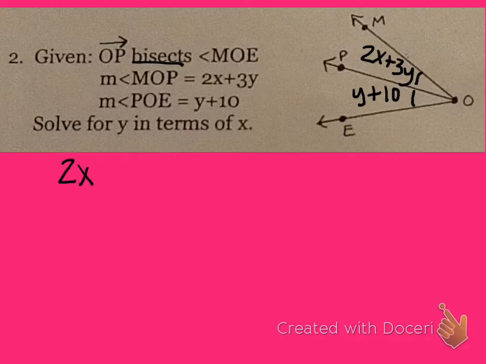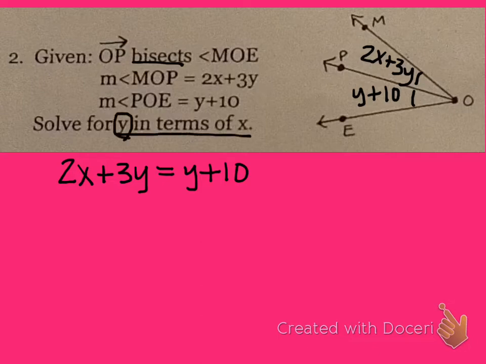So we can say the measure of angle MOP, which is 2x plus 3y, is equal to the measure of angle POE, which is y plus 10. And I know those measures are equal because those angles are congruent. So now I just have to solve for y in terms of x. That means get y by itself on one side. So the first thing I need to do is get my y's on the same side. I'm thinking the easiest thing might be to subtract this y from both sides to get them on the left. So I've got 2x plus 2y equals 10.